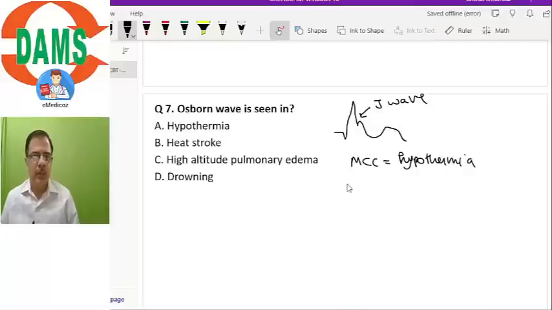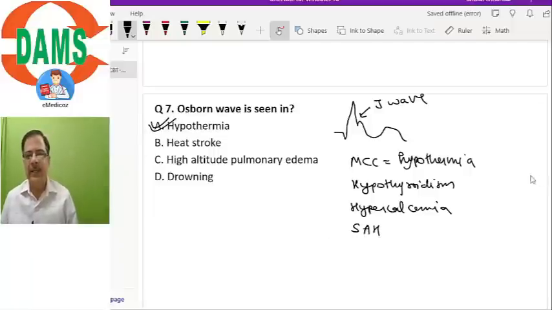Other causes include hypothyroidism, hypercalcemia, and subarachnoid hemorrhage, which sometimes can also lead to the Osborne wave. So the answer is hypothermia.